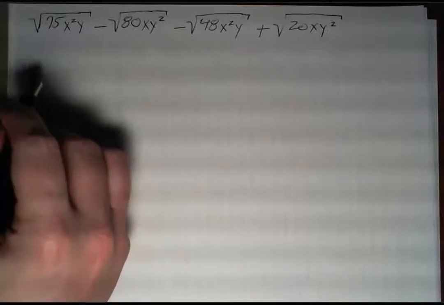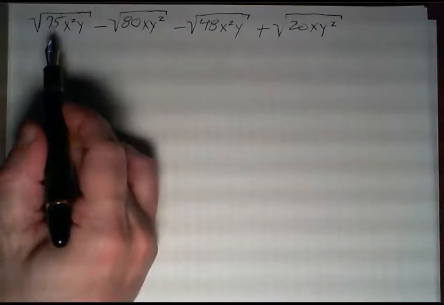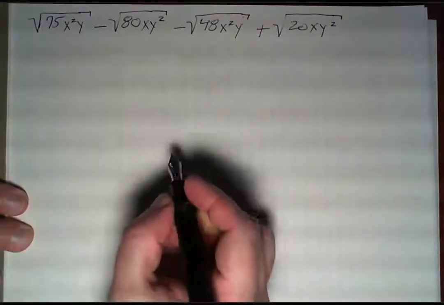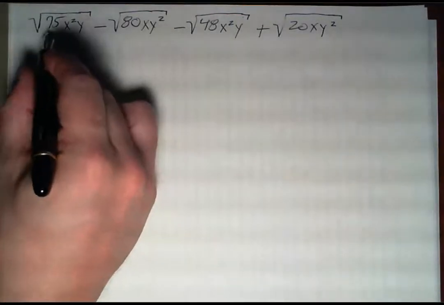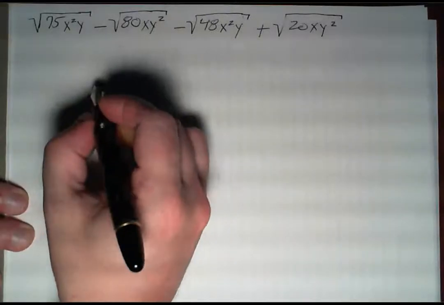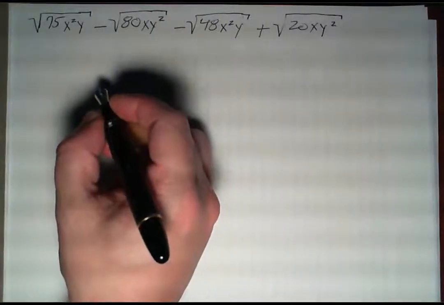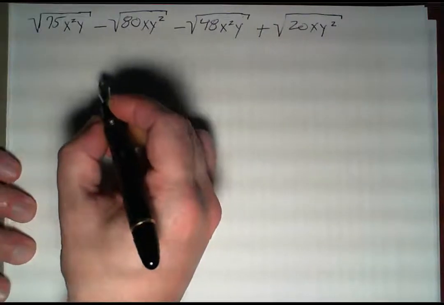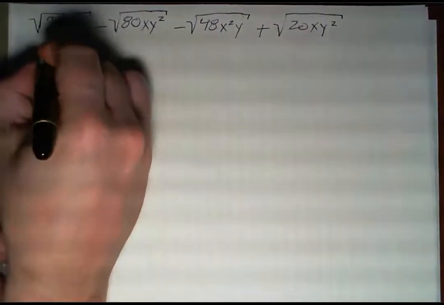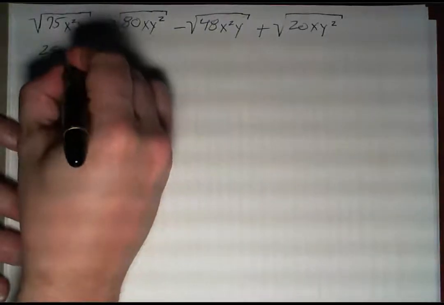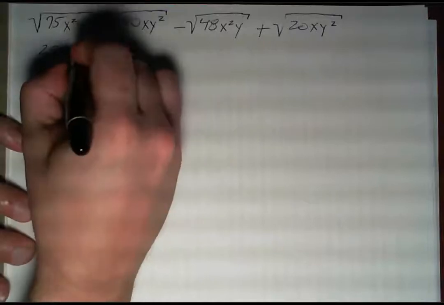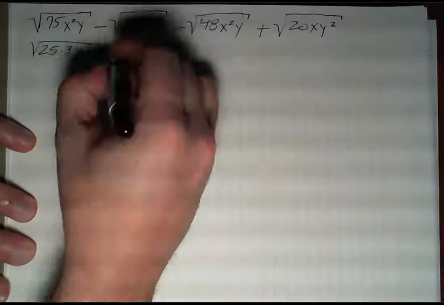In other words, when I first look at my first term here, I've got 75x squared y. Well, I know x squared obviously is a perfect square. That will come out as an x. But with the 75, I don't want to go all the way to the prime factors. I can think of the fact that 25 times 3 would be 75, and this 25 is a perfect square. So I can pull that 5 out, and I can pull an x out there.